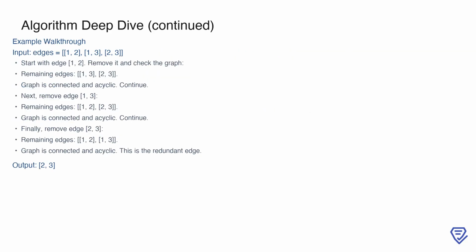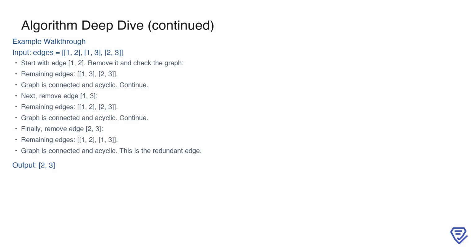To solidify our understanding, let's walk through an example. Consider the input edges [1,2], [1,3], [2,3]. We begin by testing the removal of the first edge, [1,2]. The remaining edges are [1,3], [2,3]. Checking the graph, we see it remains connected and acyclic, so we move on. Next, we remove edge [1,3]. The remaining edges are [1,2], [2,3]. Again, the graph is connected and acyclic, so we continue.